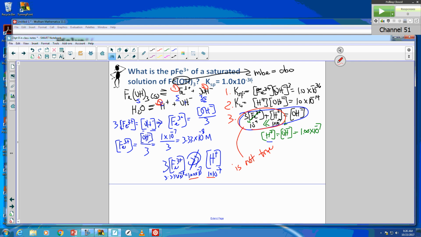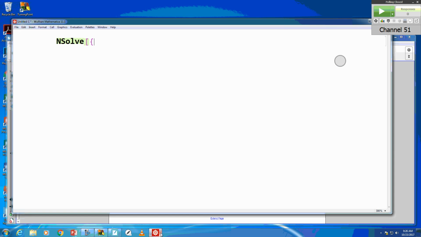So my three equations were KSP. I'm going to put that one in first. So KSP was 1.0 times 10 to the minus 36 power equals Fe times the hydroxide to the third power. All right, so that's my first equation.